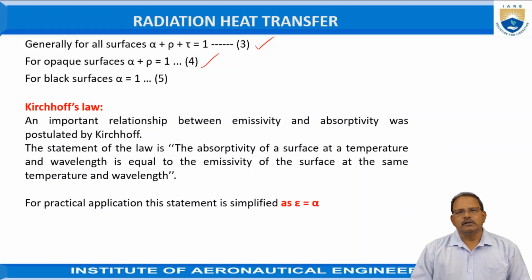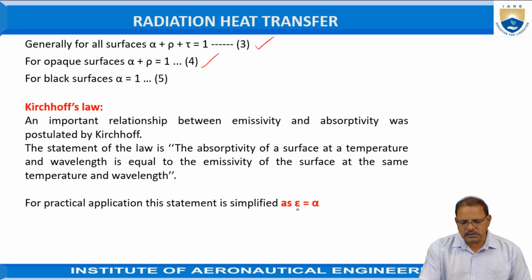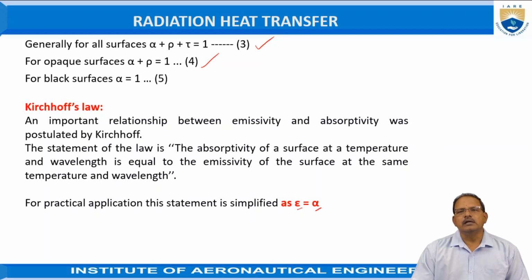Kirchhoff's law is an important relation for the black body, which gives the relationship between emissivity and absorptivity. It was postulated by Kirchhoff. According to this law, the absorptivity of the surface at a given temperature and wavelength is equal to the emissivity of the surface at the same temperature and wavelength. For particular applications, this is simplified as epsilon is equal to alpha. That is, the absorptivity is equal to emissivity.